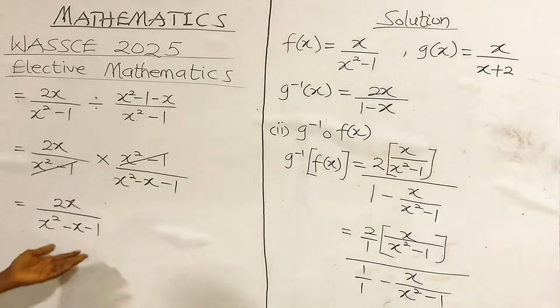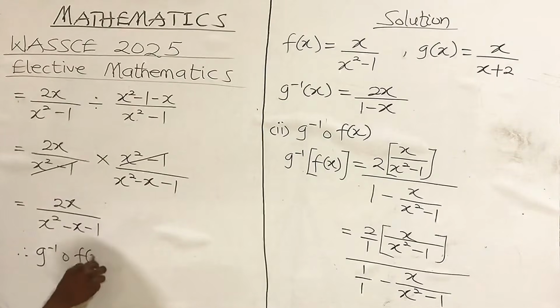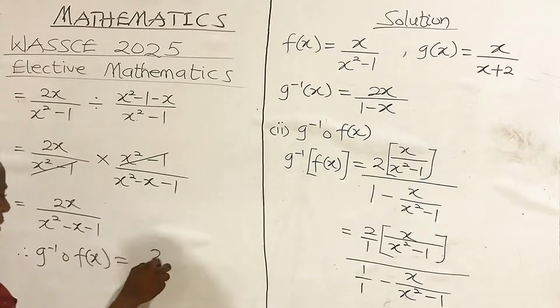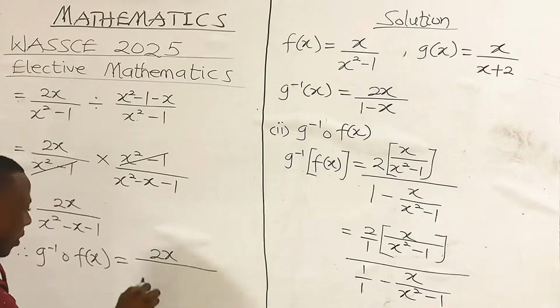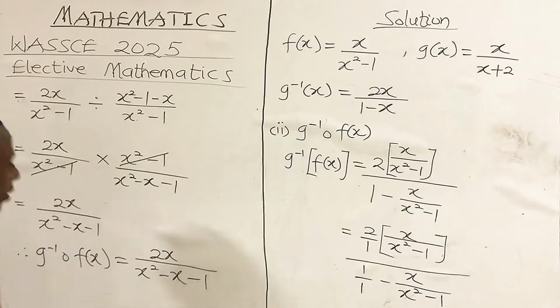And this will be the final answer for the inverse of g of f of x, which is equal to 2x all over x squared minus x minus 1. As simple as that. So this is where we are going to end.